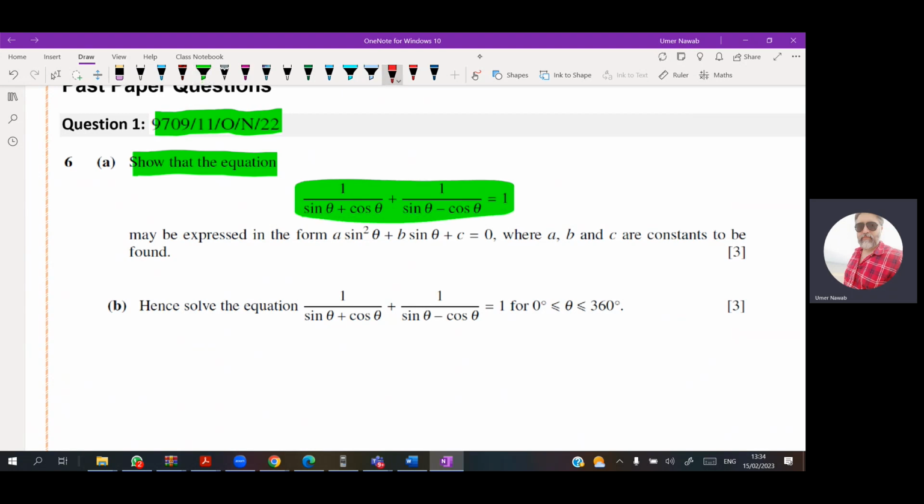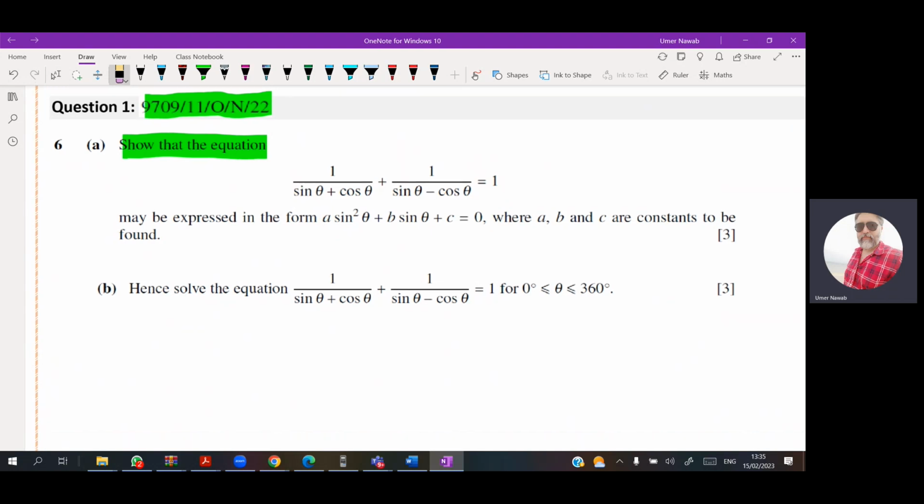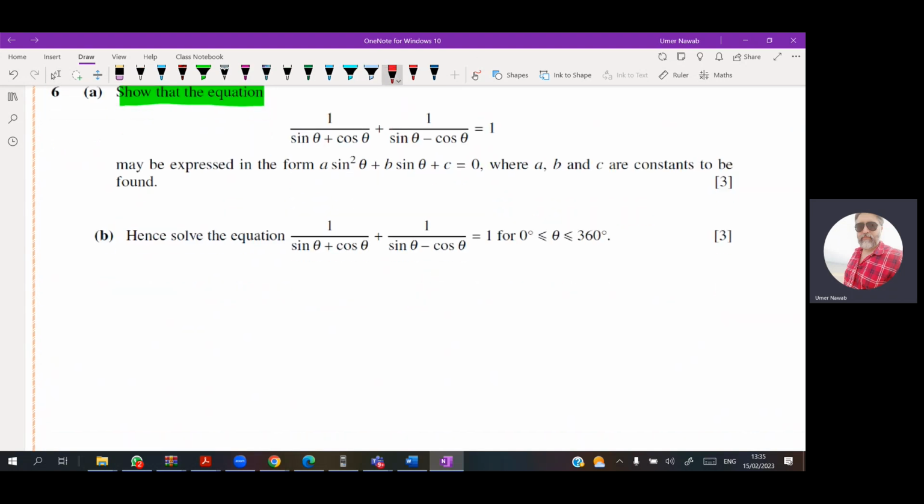If it was an identity, the examiner could have written 3 lines, but he has told you first of all that this is an equation, and moreover, he writes an equal sign. He wants to check our algebra skills: can we transform this fractional equation into this simple quadratic equation in sine theta? So let's move on and see how you can apply your algebra skills.